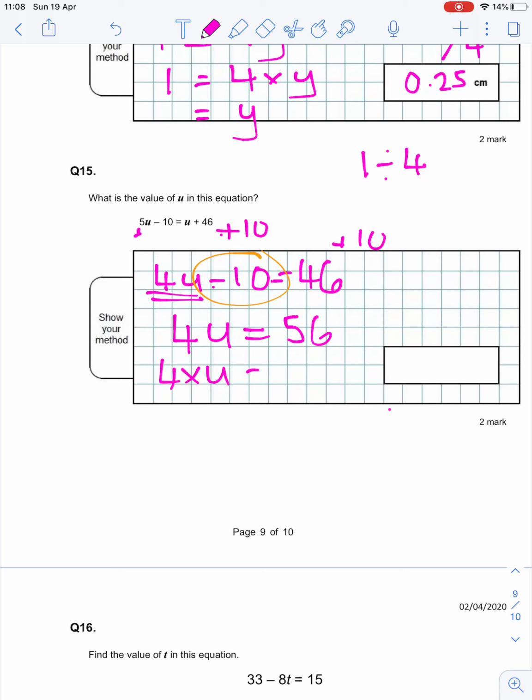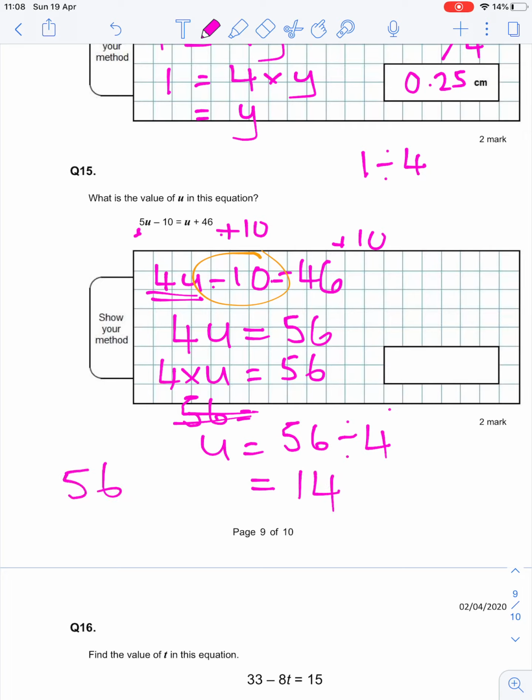And that means 4 times u equals 56. So u equals 56 divided by 4, which equals 16. No, it doesn't. It equals 14. I'm losing my mind. It equals 14. 56 divided by 4 is 14.